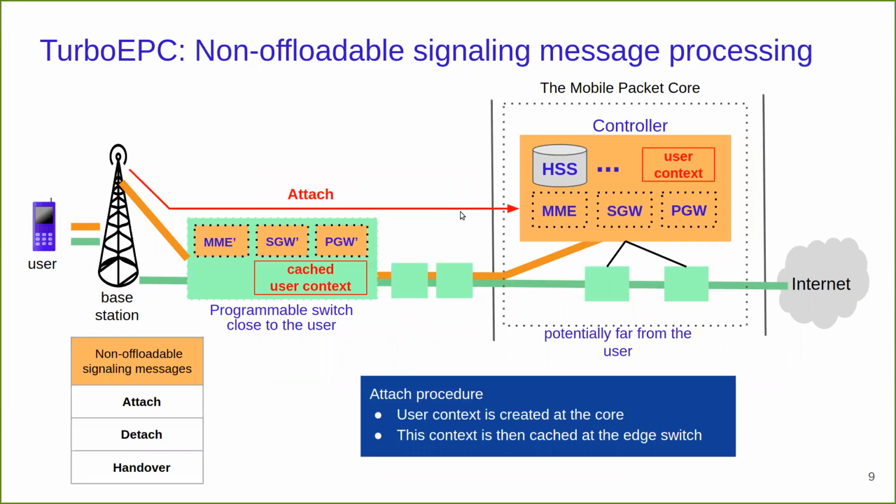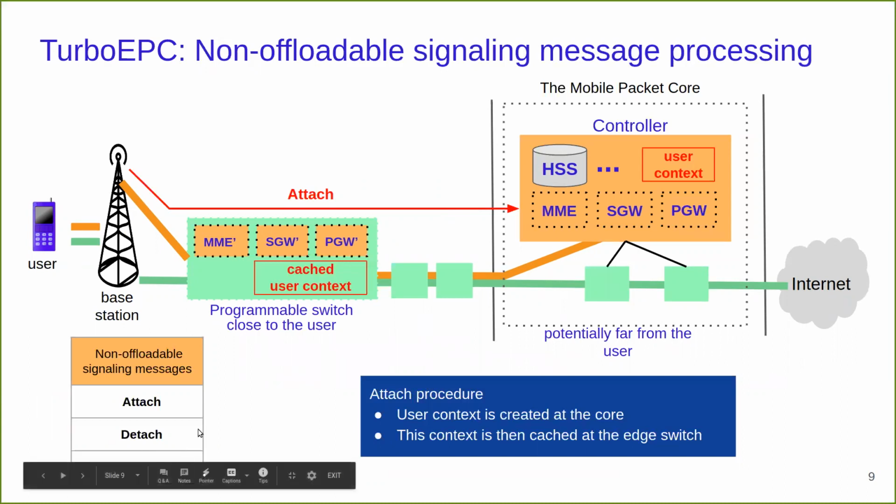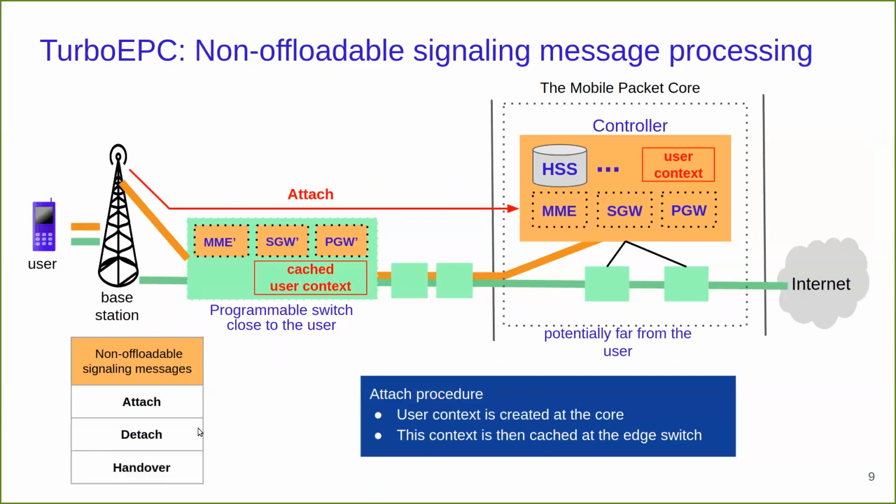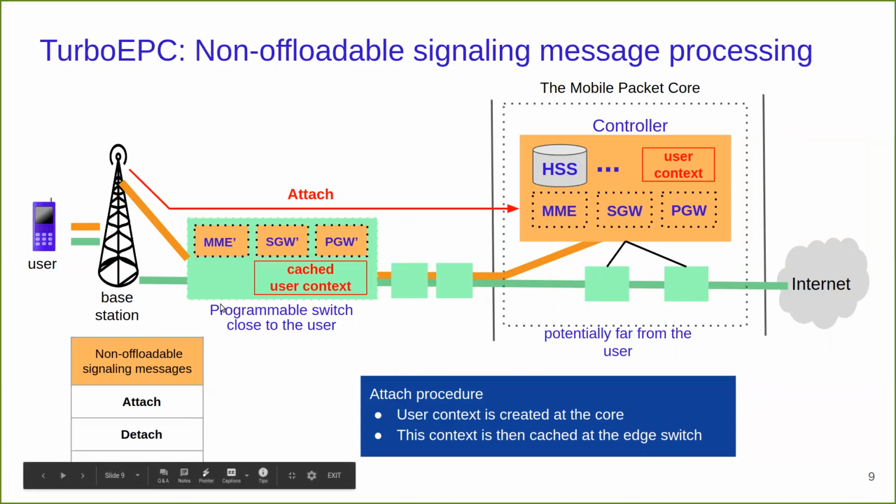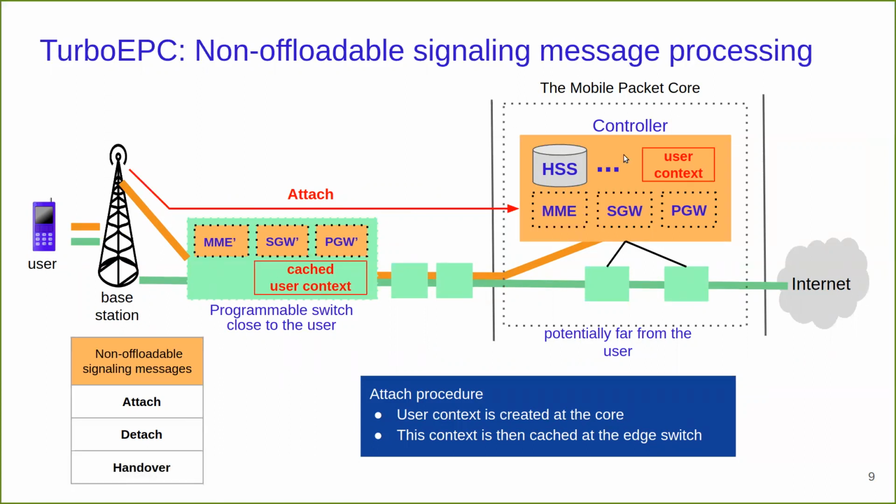I will now describe the processing of non-offloadable messages. We have classified attach, detach, and handover as non-offloadable messages. How did we decide this? I'll come to it in a bit. An attach message is processed at the mobile packet core where the user context is created. This user context is then cached at the edge switch for later usage by offloadable messages.